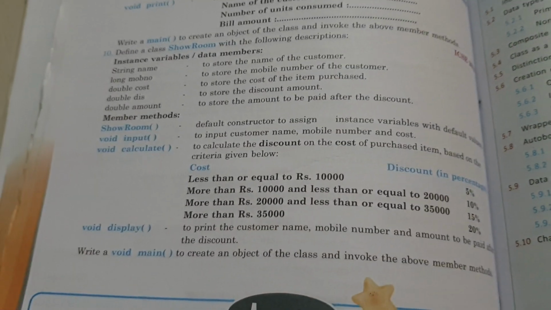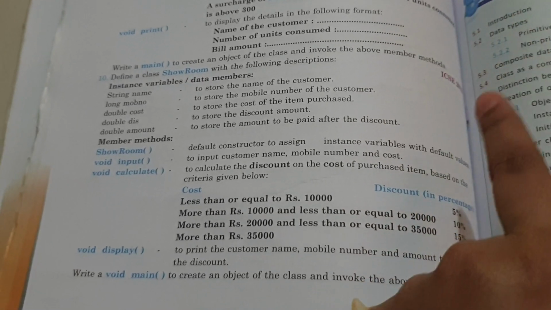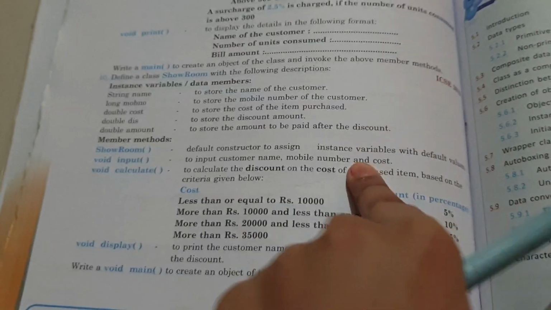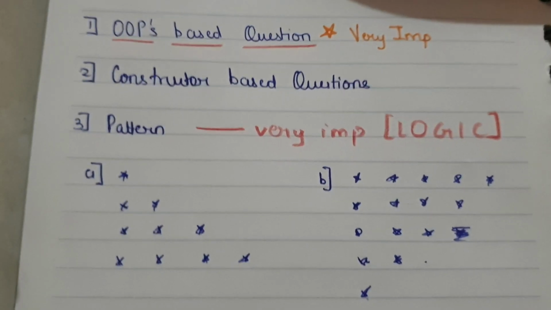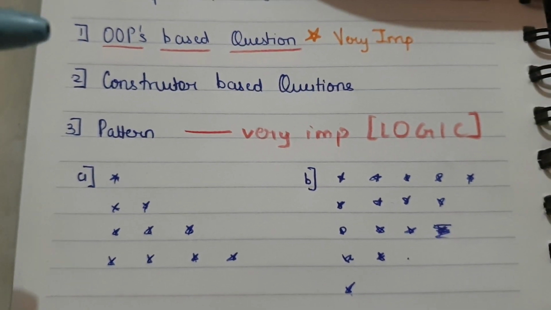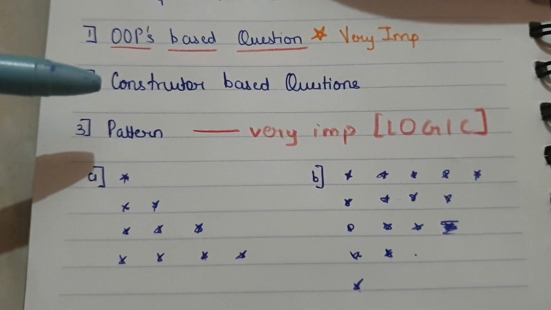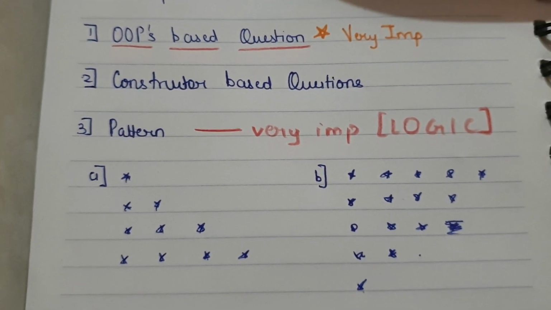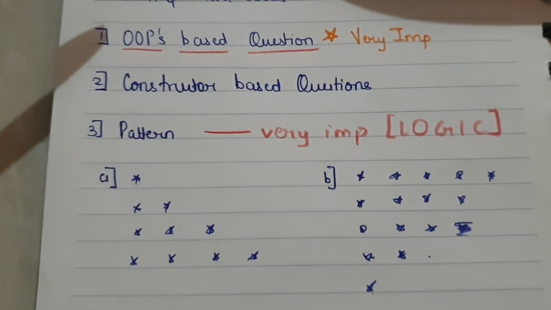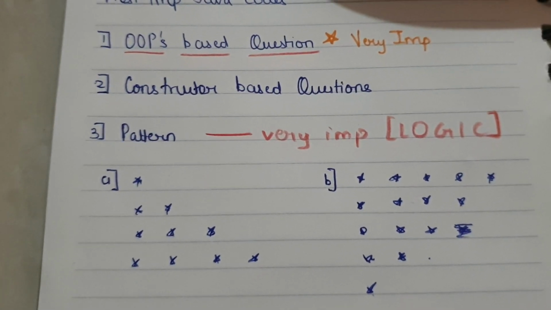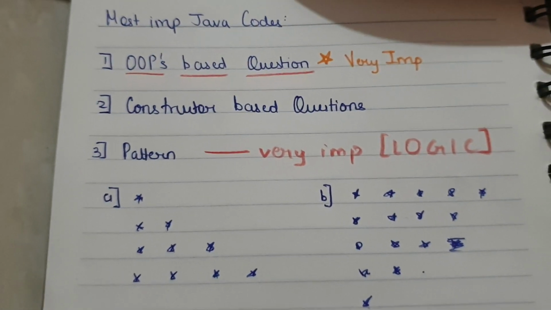So these questions are very important, and the question 3 in your section B is based on OOP based questions, which are nothing but this kind of questions. The second type of question is the constructor based questions. The questions which I just showed you had both the parameterized and the non-parameterized constructor. So practice those, and these two questions will be sorted for you.